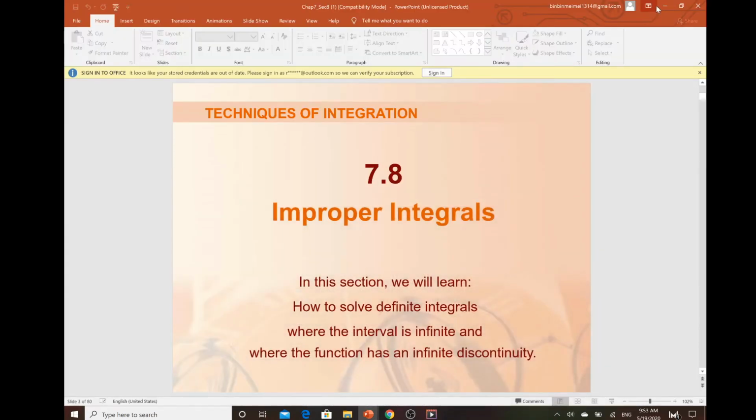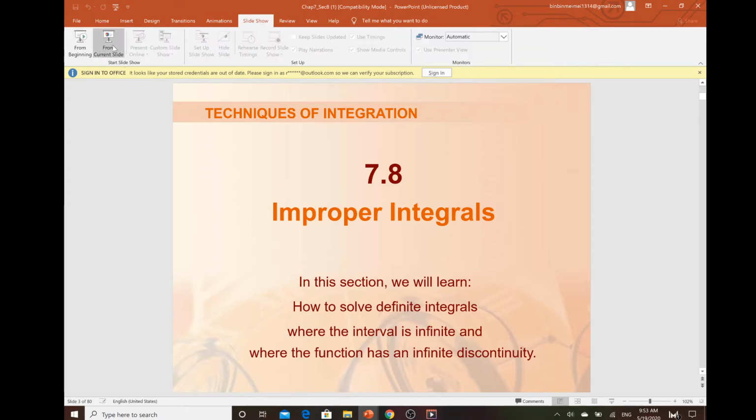Morning, calculus students. So today I want to talk about 7.8, improper integrals. In this section we will learn how to solve definite integrals where the interval is infinite and where the function has an infinite discontinuity. Okay, so we'll take a look at the slides.